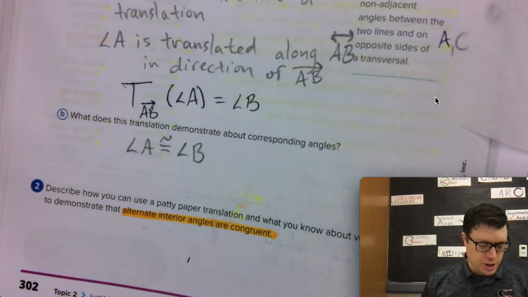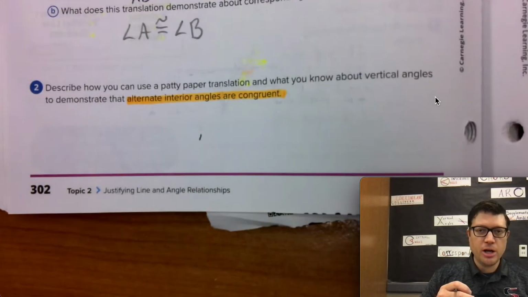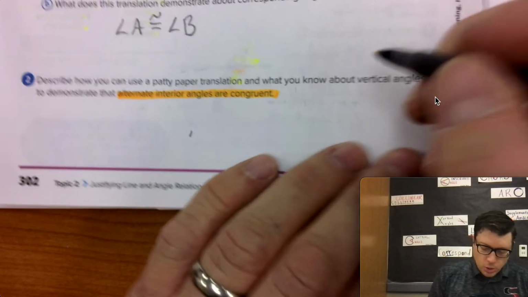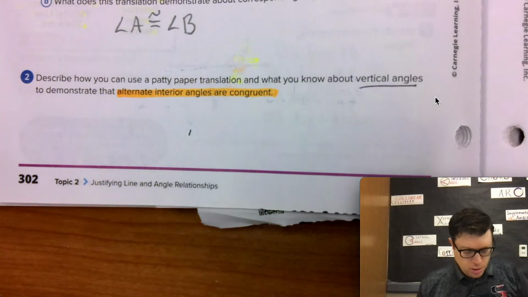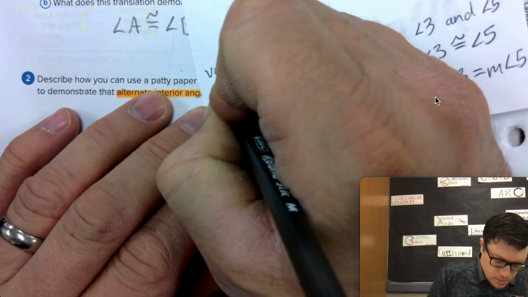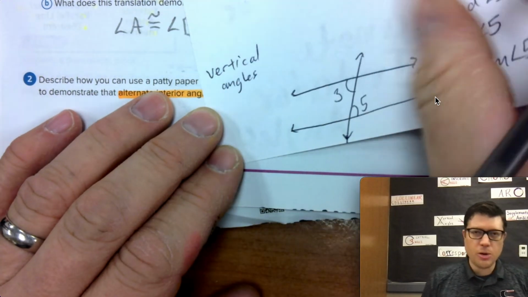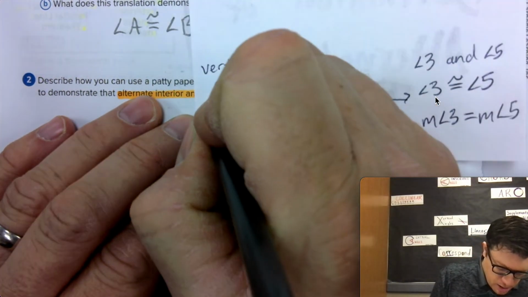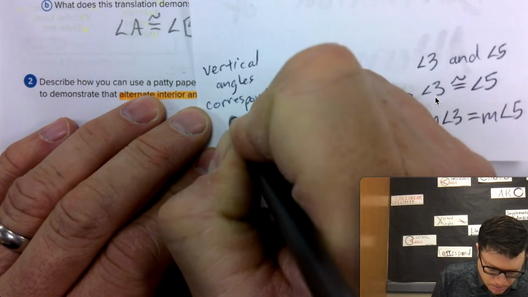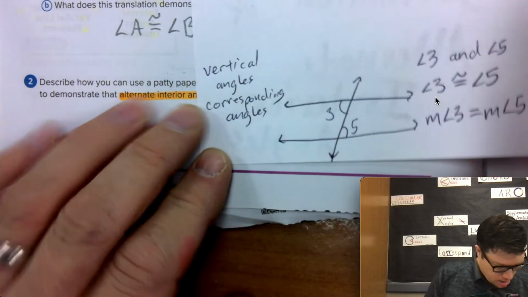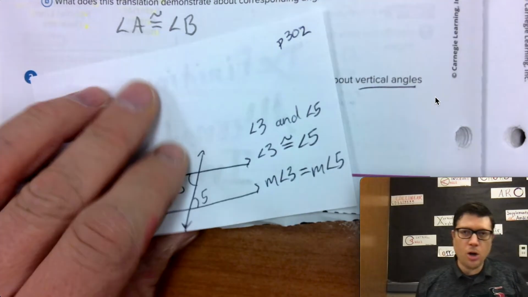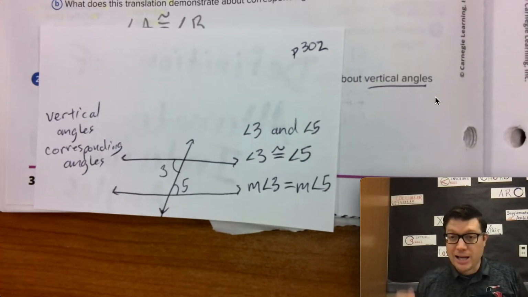Let's answer question 2 and finish up the getting started. Here we go. Describe how you can use patty paper. Well, I mean, vertical angles. Oh, I should put that up here too. Alternate interior angles use vertical angles. So I want to make sure I have that moment as well, and corresponding angles. And by the way, this is on page 302. Okay, all details for the back of the note card, so I can go back and reference the book when I need to.